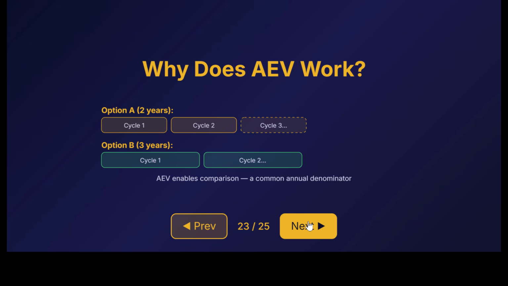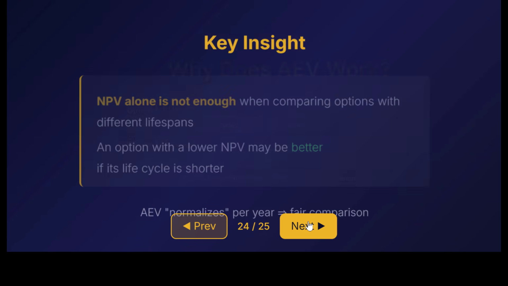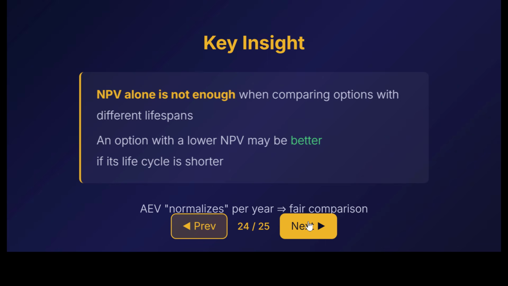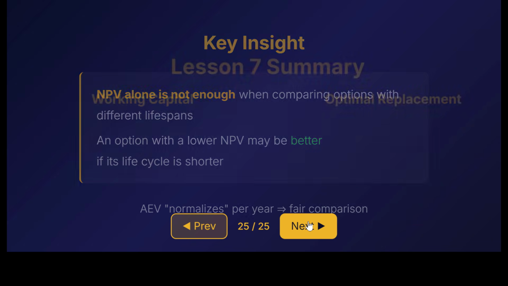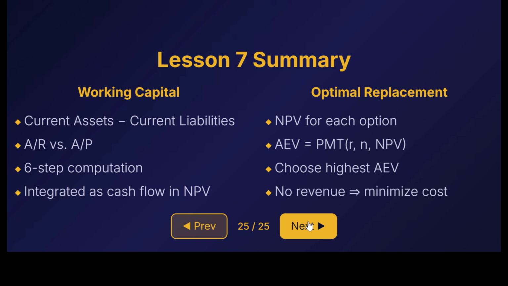10. Special case, cost-only analysis. Sometimes the replacement decision involves an asset that does not generate revenue directly, like a company car. In this case, all cash flows are negative. The optimal choice is the one with the least negative AEV, meaning the lowest annual equivalent cost.